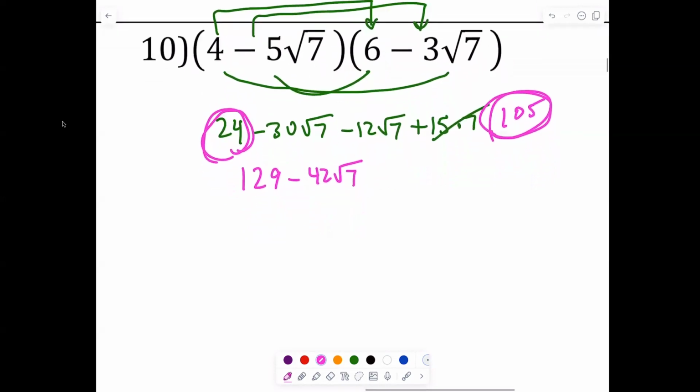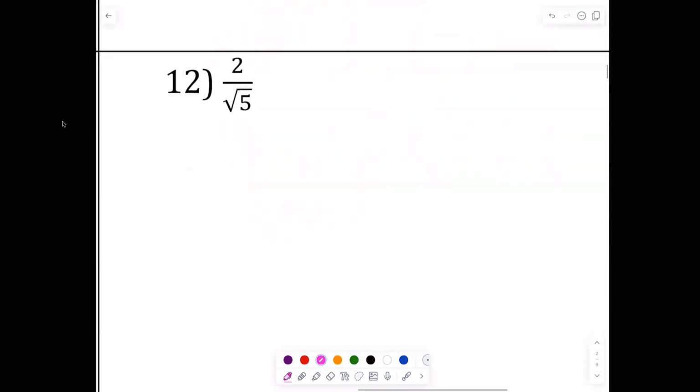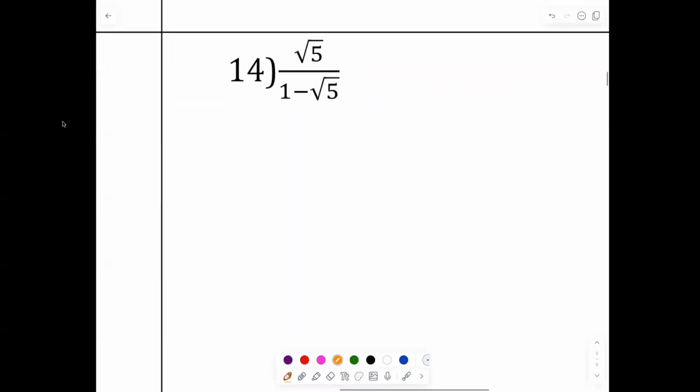All right, here we go. What do I do for 12? Right, multiply by radical 5. So I end up with 2 radical 5 over what? 5. 2 radical 5 over 5. Good? Uh-oh. This was the hard one. Right, it's called the conjugate, right? So you got to multiply by 1 plus radical 5. 1 plus radical 5.